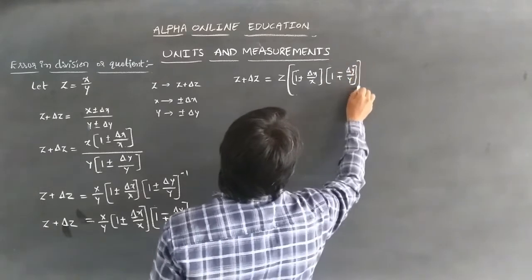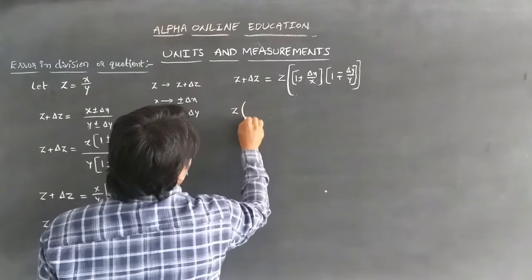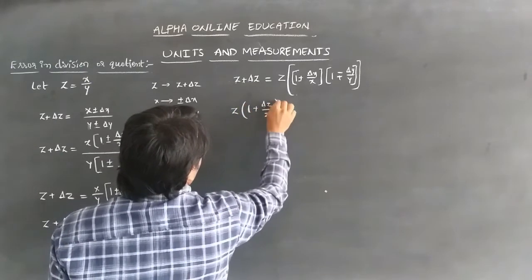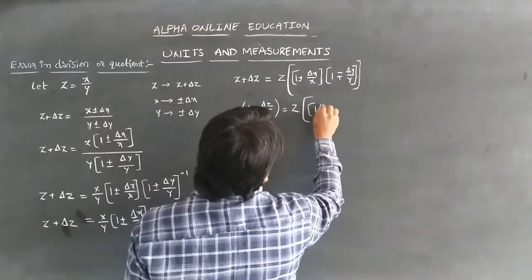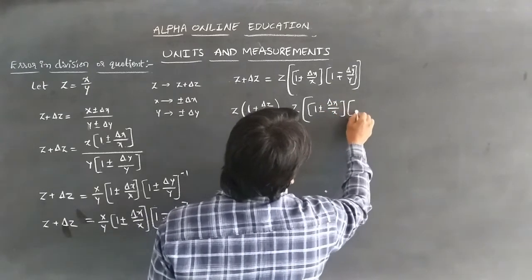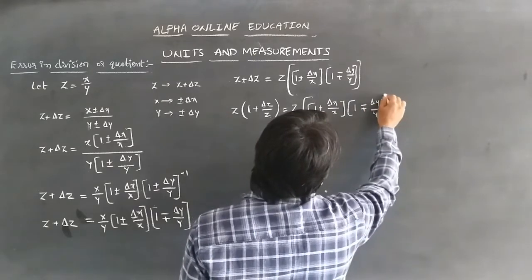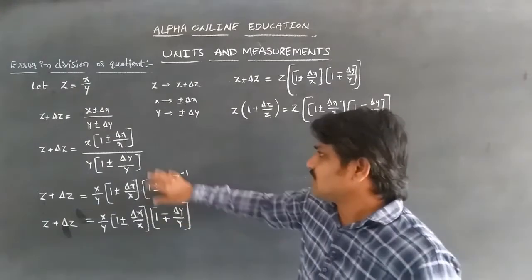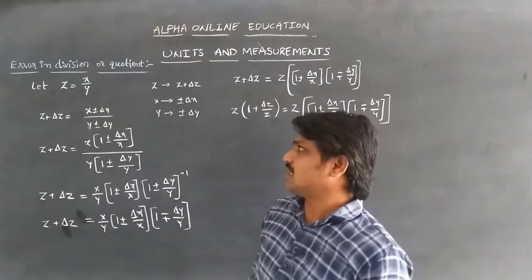This is the equation. Then, when z is also taken common from this equation, we get z of 1 plus delta z by z is equal to z into 1 plus or minus delta x by x into 1 minus or plus delta y by y. We can get this equation. So, once again, listen: z is equal to x by y is the general equation we have taken to know the error in division.